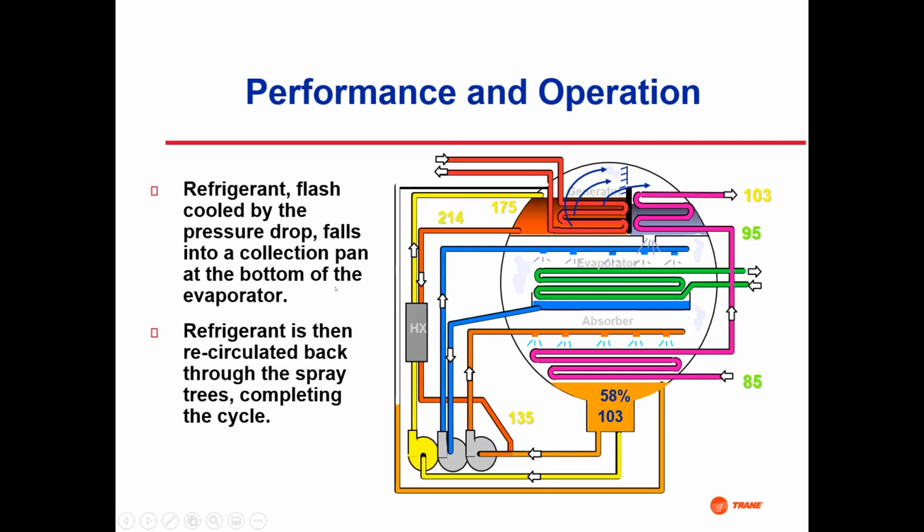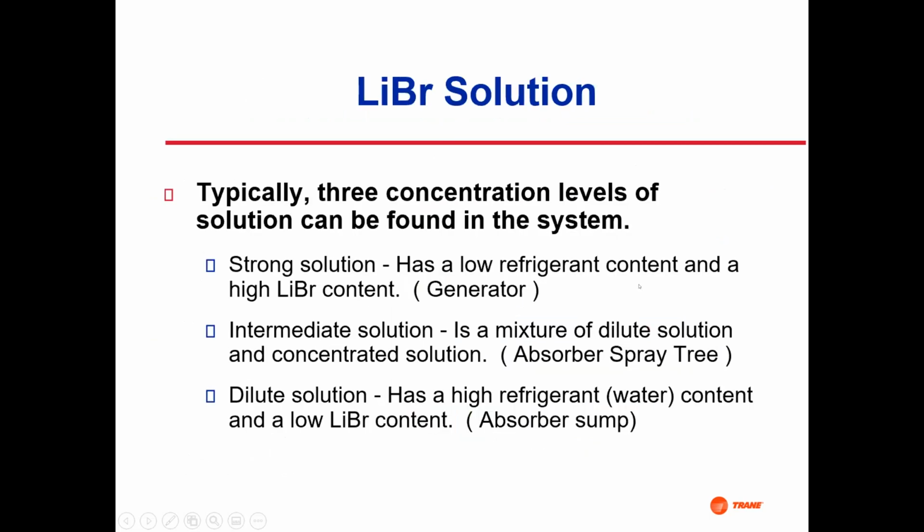Okay. Refrigerant, flash cooled by the pressure drop, falls into a collection pan at the bottom of the evaporator. So it comes out first, it falls on these tubes and it doesn't all get evaporated. So then it falls down to this collection pan. It gets pumped back up, and there's a continual spray, the discharge of this pump up to these little nozzles up here spraying on the evaporator tubes. Okay. So I think that's that one.